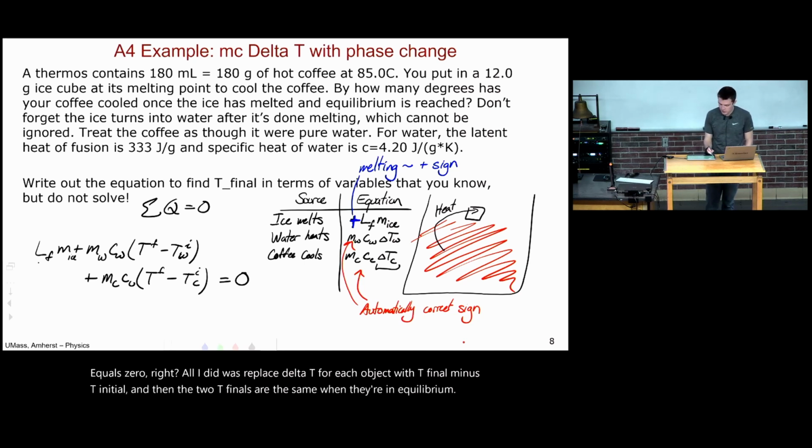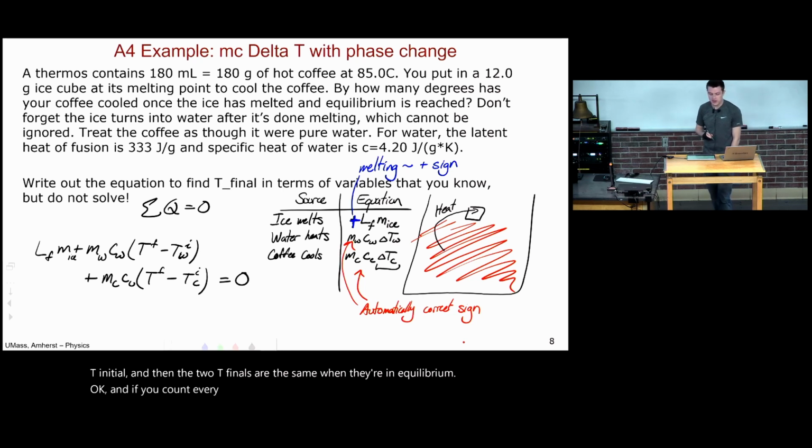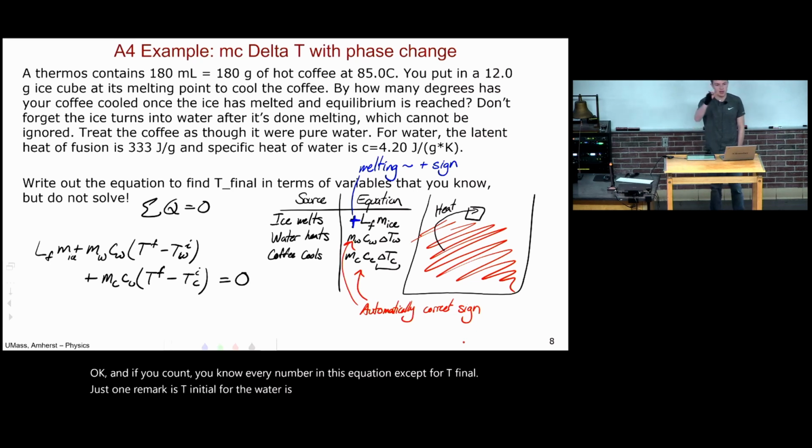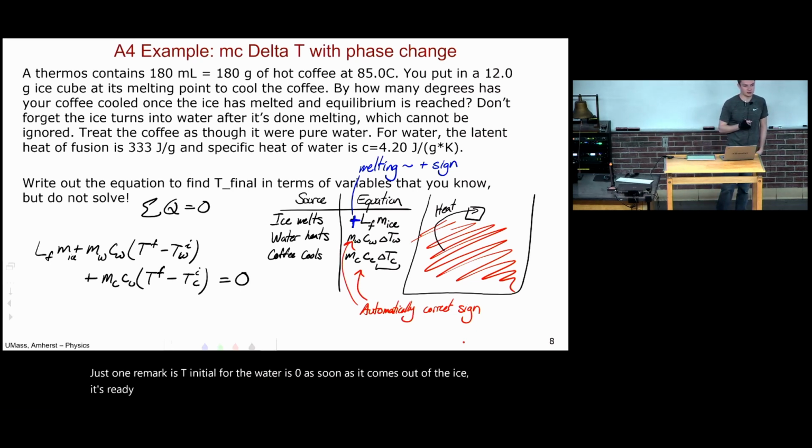Okay, and if you count, you know every number in this equation except for T final. Just one remark is T initial for the water is 0. As soon as it comes out of the ice, it's ready at 0 because it was just ice.